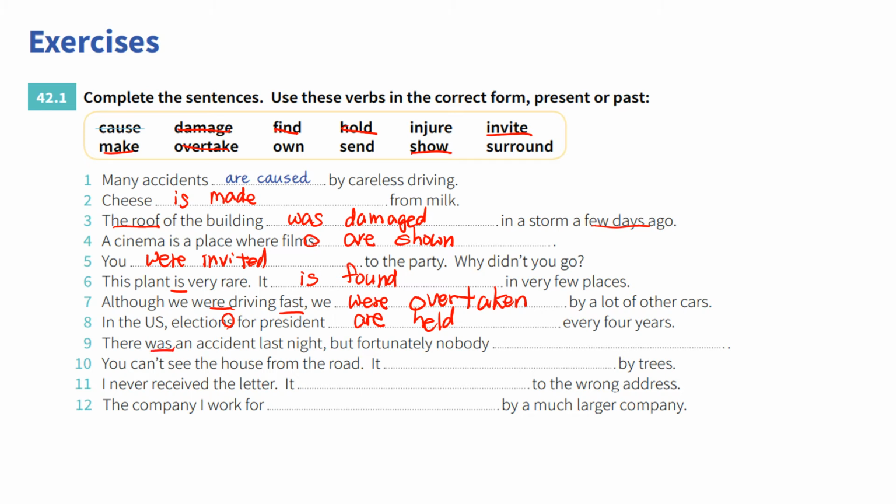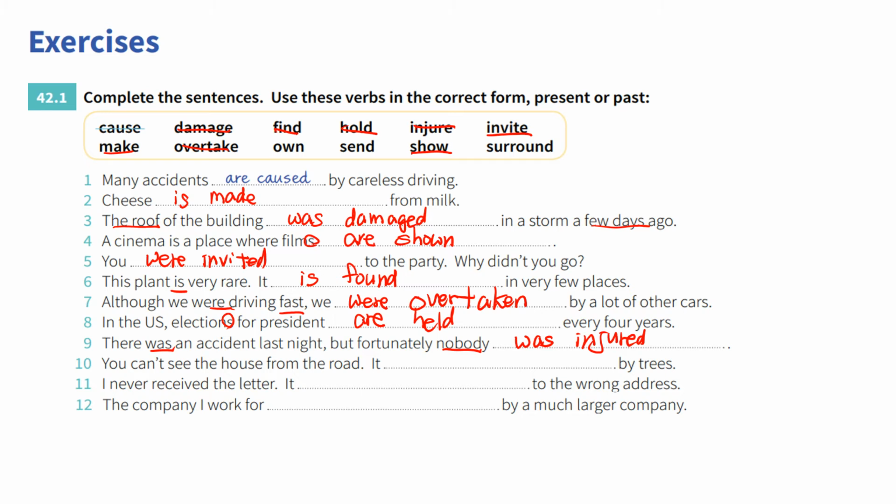Number 9, there was an accident last night. So this is past tense, but fortunately nobody. So first of all, let's put was, because nobody is always singular. Was, here we have injured, I-N-J-U-R-E-D. Nobody was injured.